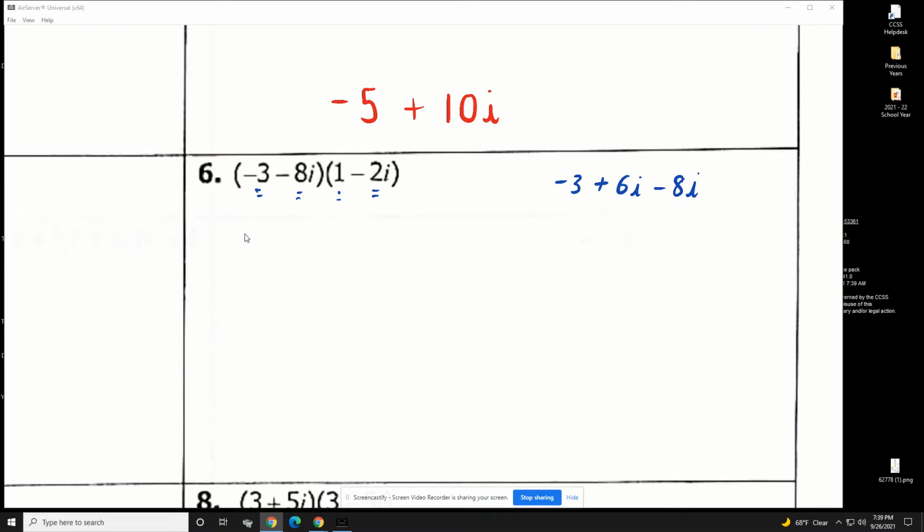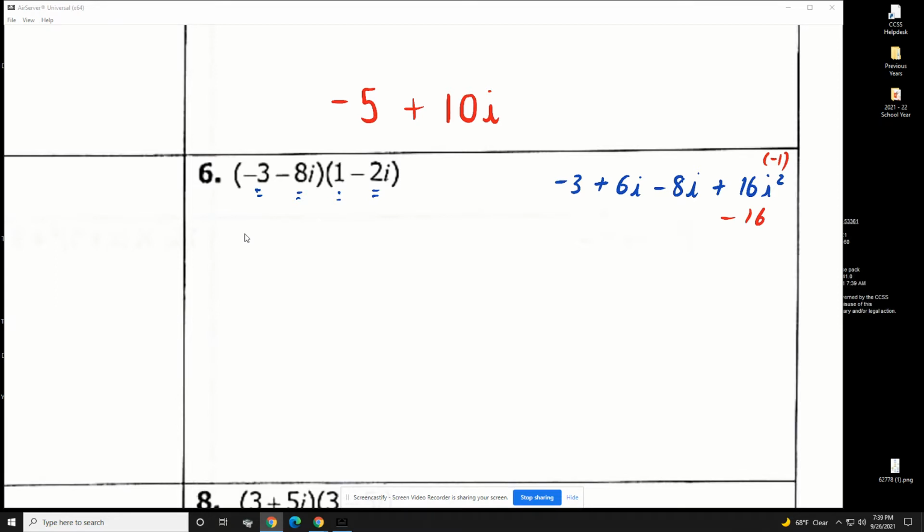And then -8i times -2i. So negative times negative is positive. 8 times 2 is 16. And i times i is i squared. Like we just said, and we're going to just keep this whole thing going, i squared equals -1. So that actually turns this into -16.